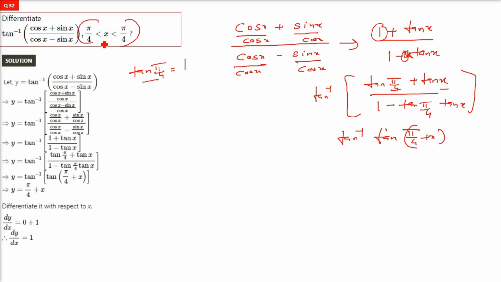Now since there is no substitution being done, we have only simplified or converted this expression inside so that the tan comes out, and tan inverse gets cancelled. Pi by 4 plus x, this is y. And dy by dx is simply the differentiation of this pi by 4 plus x. This is a constant, so it is going to be 0. Differentiation of x is going to be 1.